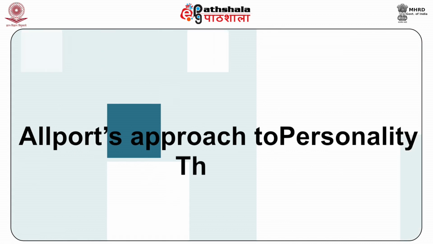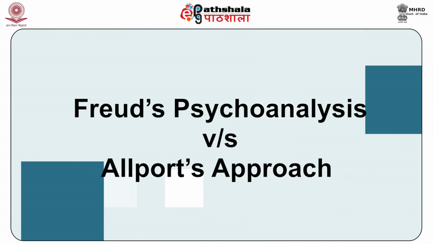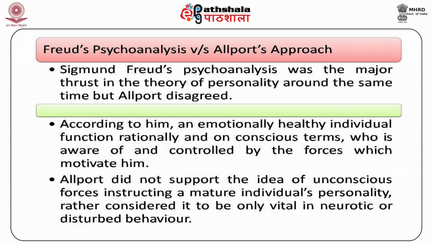Allport's approach to personality theory. Freud's psychoanalysis versus Allport's approach. Sigmund Freud's psychoanalysis was the major thrust in the theory of personality around the same time, but Allport disagreed. According to him, an emotionally healthy individual functions rationally and in the conscious term, and is aware of and controlled by the forces which motivate him. Allport did not support the idea of unconscious forces instructing a mature individual's personality, rather considered it to be vital only in neurotic or disturbed behavior.